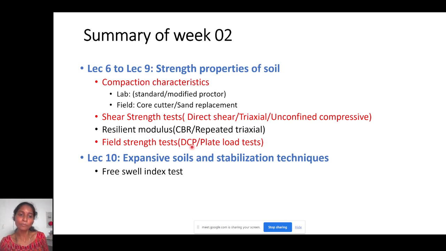The dynamic cone penetration test is one type of test, which we have discussed, to determine the strength of the soil or subgrade. In addition to the strength, we can also determine the variations in the layers. All this summary which I am discussing, we will cover in detail, not to the detail as in the videos, but in one slide. In addition, the plate load test is also one of the field tests to determine the strength of the existing subgrade. So these are the tests which we have discussed from lecture 6 to 9.